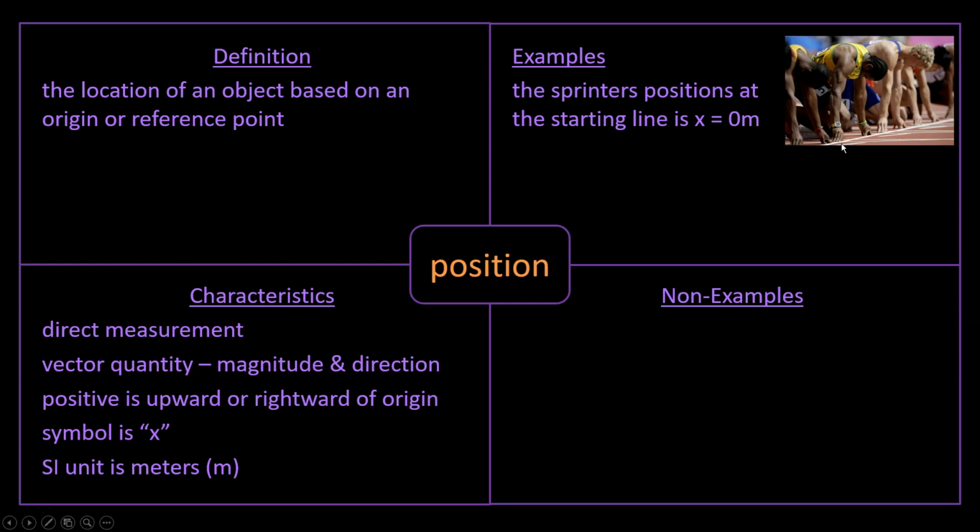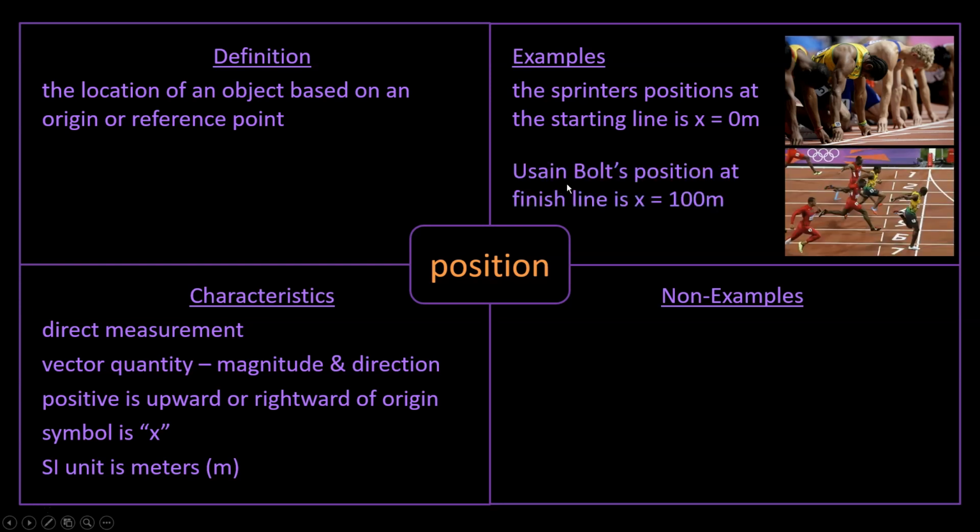Kind of makes sense in a 100-meter race that we'd make the starting line the origin, but you don't have to. The finish line could be the origin. In this example, Usain Bolt's position at the finish line is 100 meters. So again, if the starting line is the origin, then the finish line in a 100-meter race is going to be 100 meters rightward of the starting position.